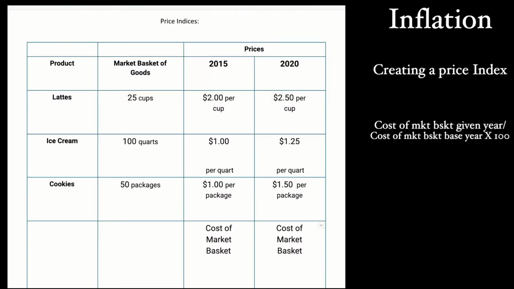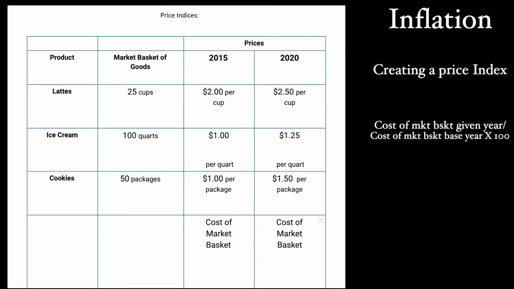Next, what we're going to do is create our own price index. And the way that you do this is you take the cost of a market basket in a given year, divide it by the cost of a market basket in a base year times 100. So first, I'll need to explain what a market basket is. A market basket is just an assortment of goods and services that most consumers in an economy are expected to buy in a given year.